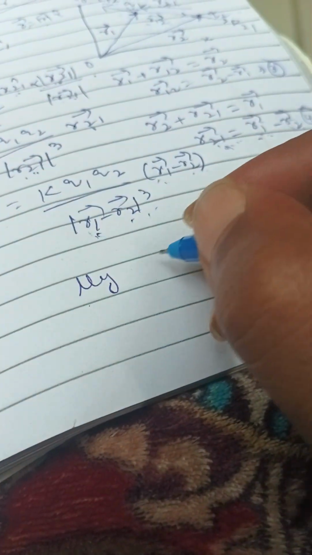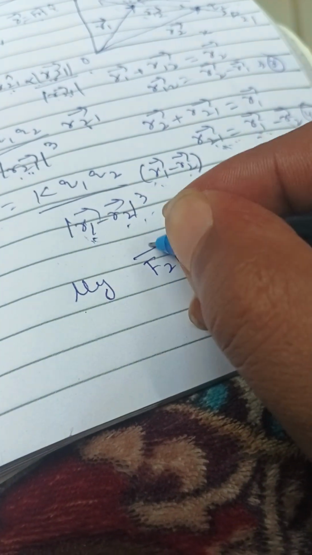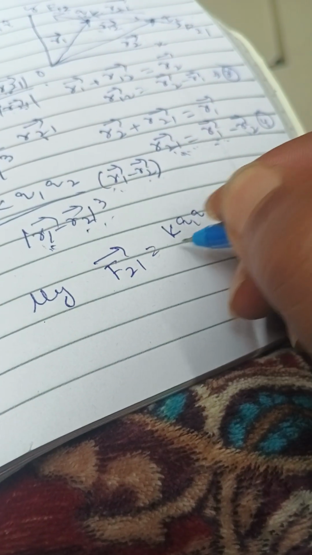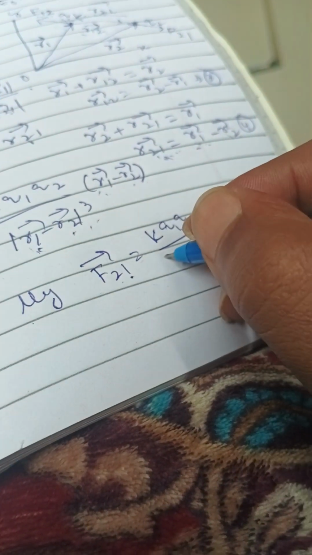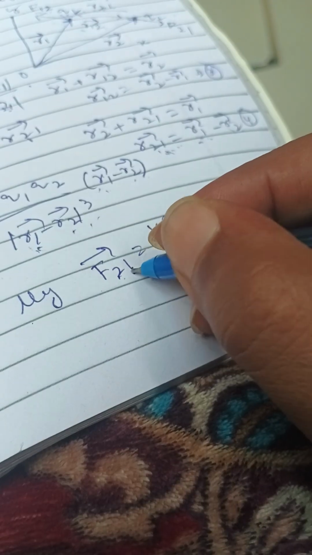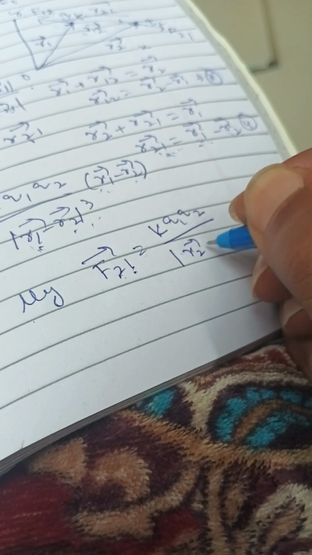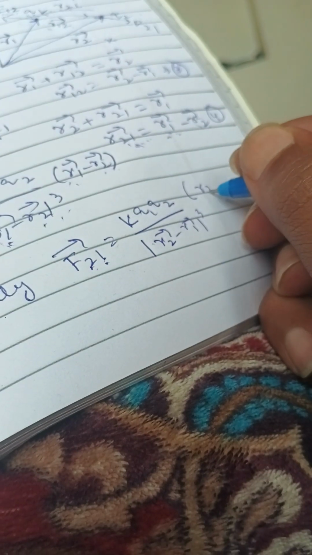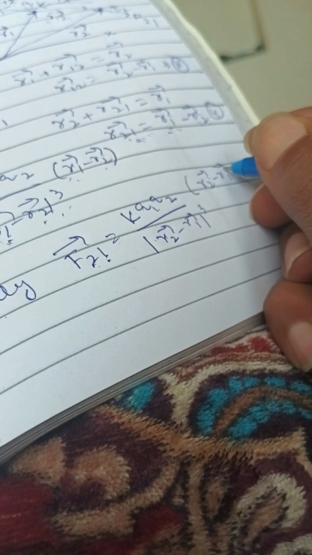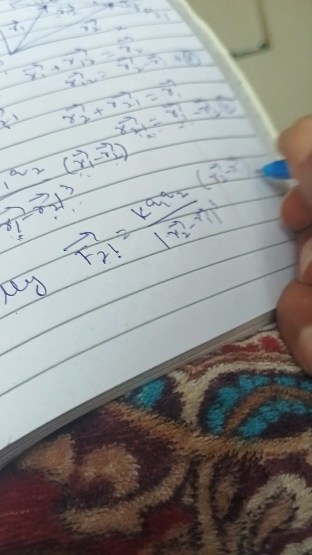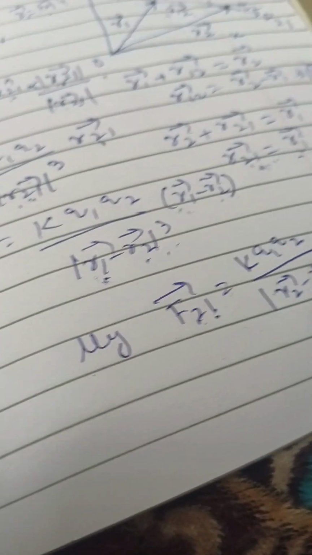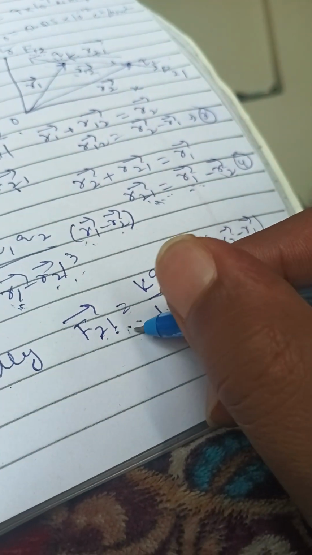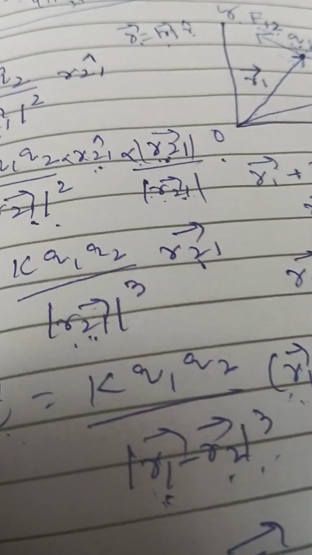Similarly, the F21 force will come as K Q1 Q2 upon mod R2 minus R1 cube, times R2 minus R1, with the same order there as well. See, here also 2 comes first, 1 later. So these are the two forces represented in vector form. That's it.